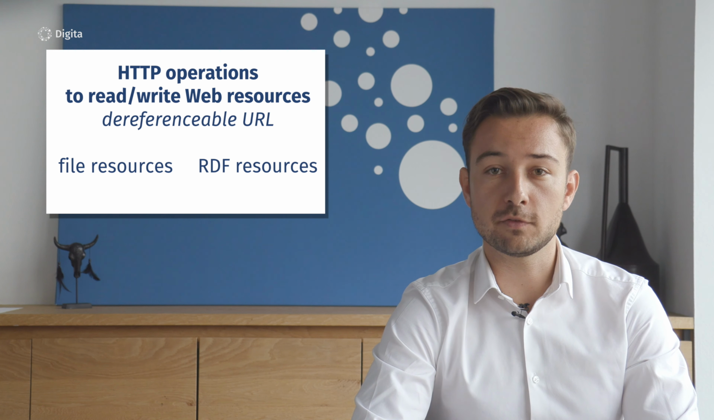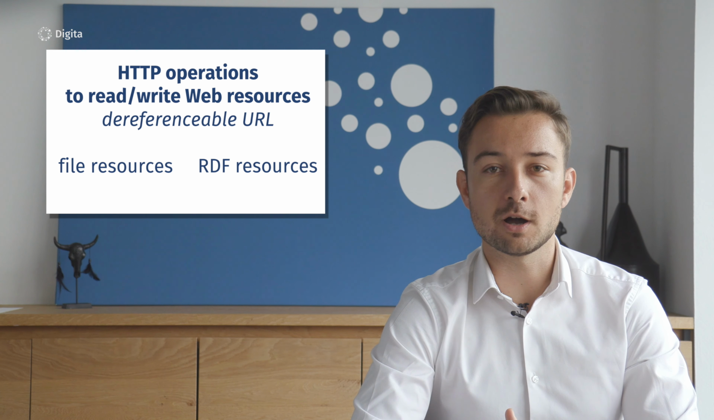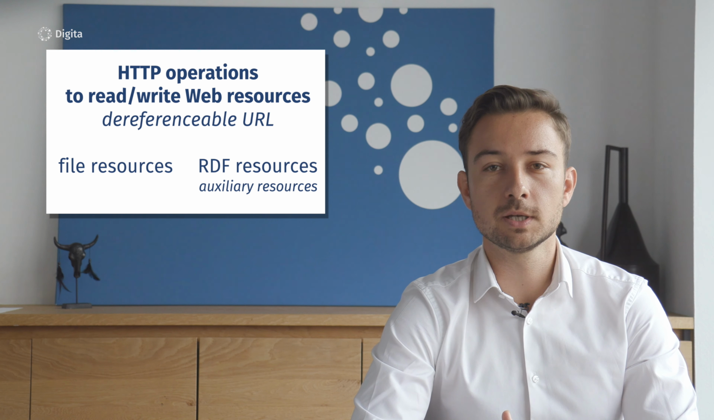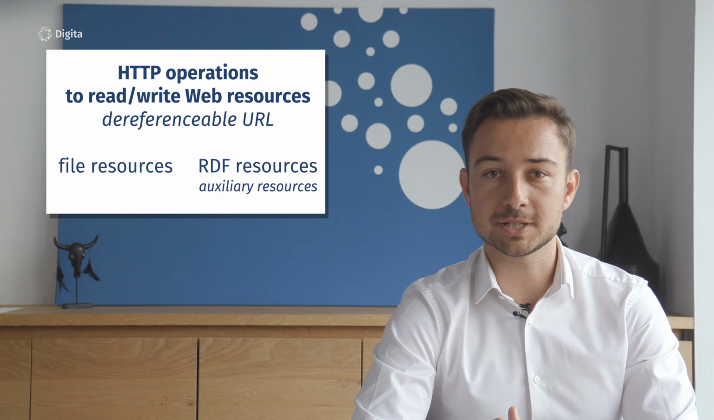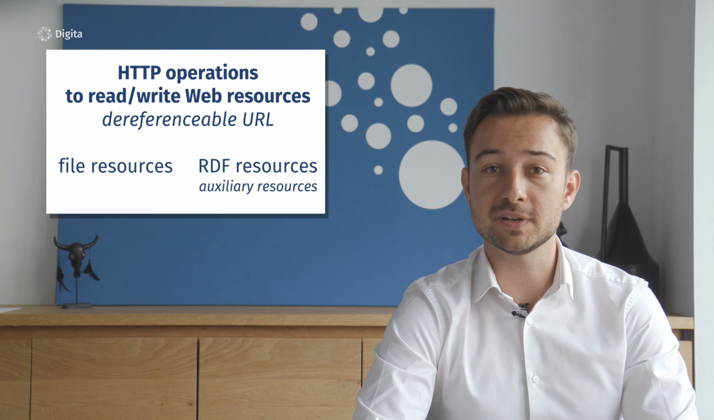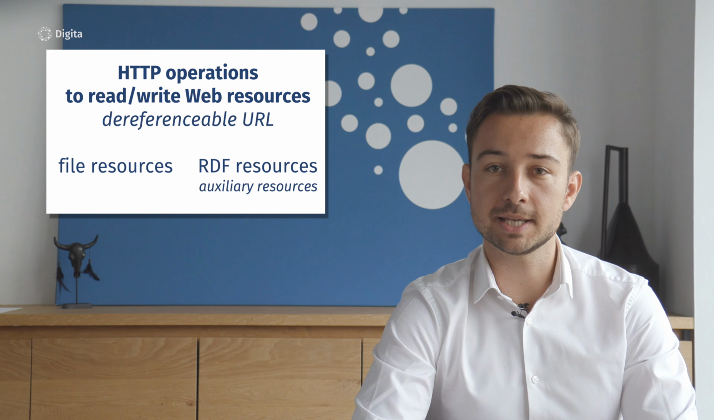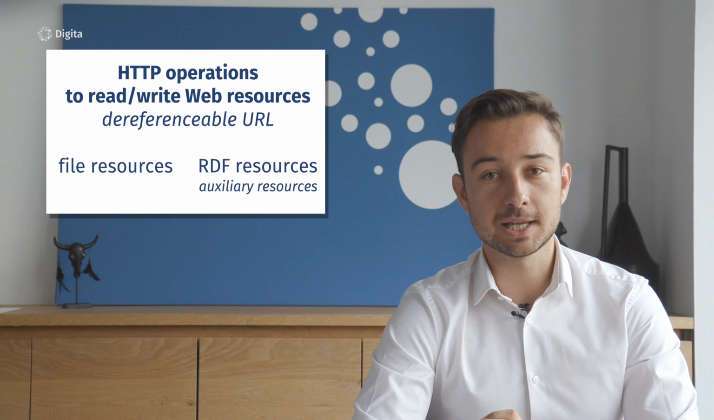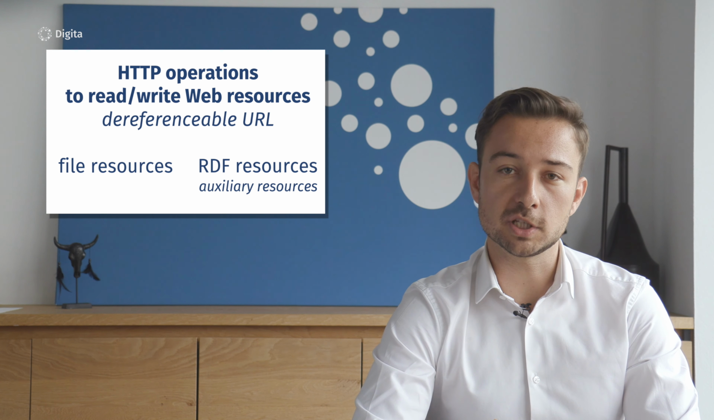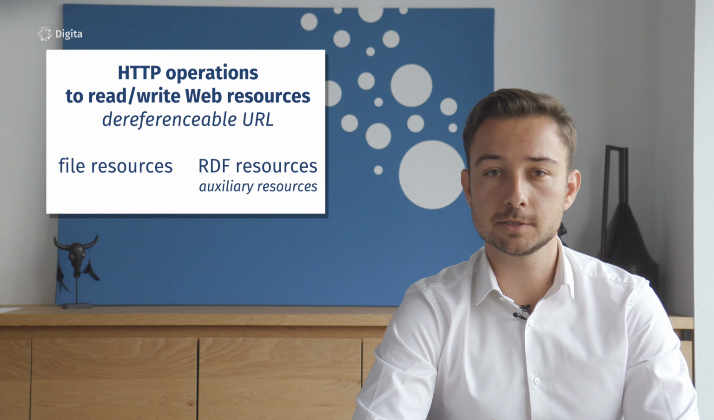A specific type of RDF resources are called auxiliary resources. These auxiliary resources are tagged as they solely exist to provide additional info about other resources within that solid pod. They can be used, for example, to describe the access control policies.